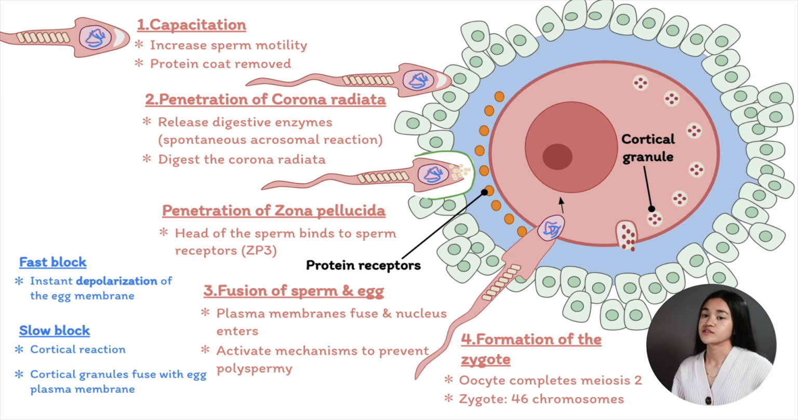The tube is lined with ciliated epithelium, so it helps the egg move towards the uterus. It takes about 4 days for the egg to reach the uterus. And the secondary oocyte will complete meiosis 2 once it's fertilized.